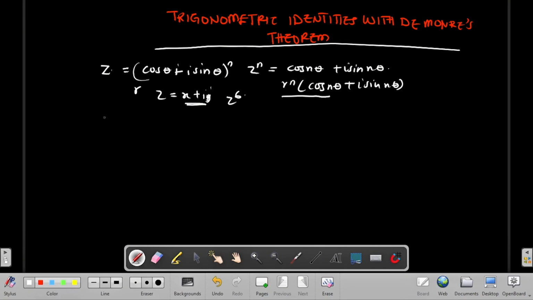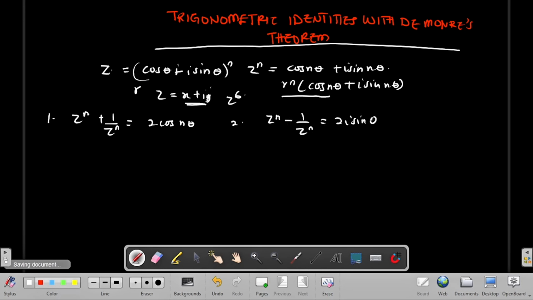Before we start the application, let's look at these identities in complex numbers. The first one is z to the power n plus 1 over z to the power n is equal to 2 cosine n theta. The second one is z to the power n minus 1 over z to the power n is equal to 2i sine n theta. These are very important identities in complex numbers.